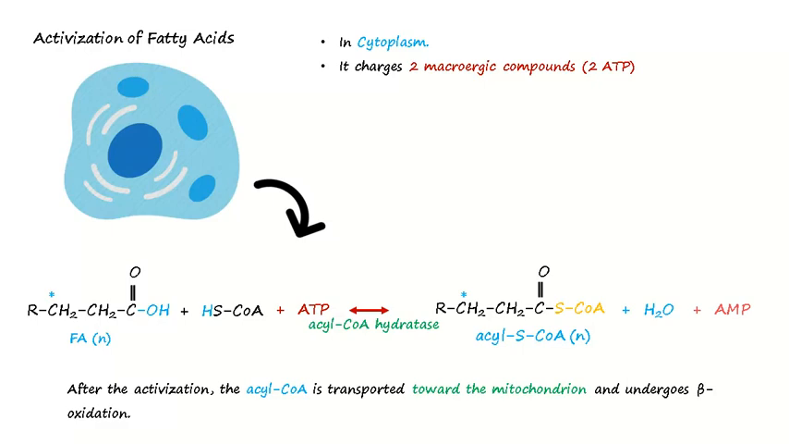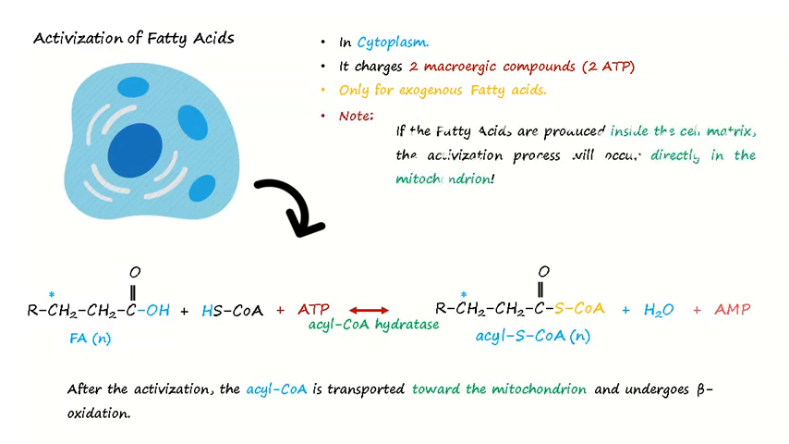Cytoplasmic activation occurs only for exogenous fatty acids. Notice the difference: if the fatty acid is produced inside the matrix of the cell, its activation will occur directly in the mitochondrion. In this case, guanosine 3-phosphate will be charged, instead of adenosine 3-phosphate.